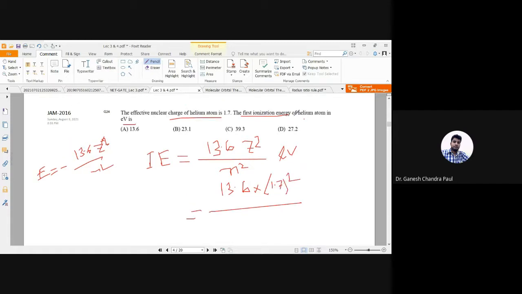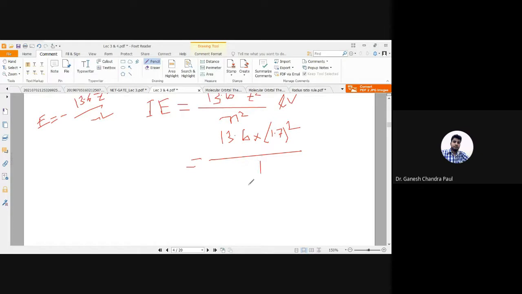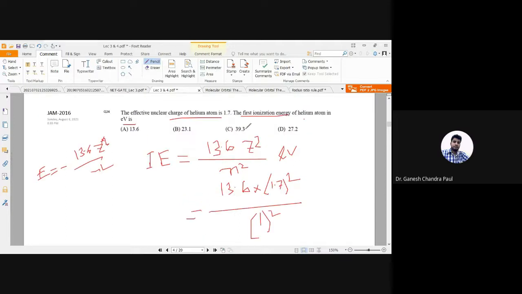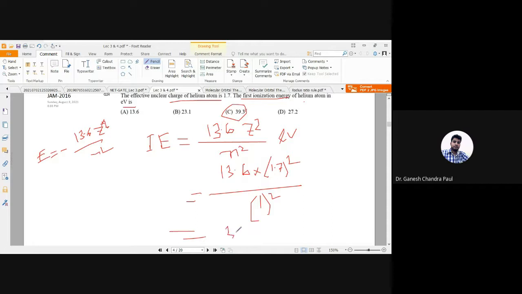Now, the first ionization energy of helium in electron volt. What is the value of n over here? As it is the first ionization energy, we just put 1. So it is 1 squared, and therefore it is coming around 39 point something. That value is coming around 39.304 electron volt. If you try to calculate, option C is the correct answer.